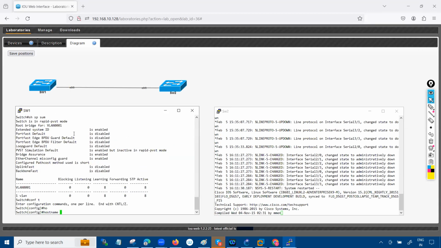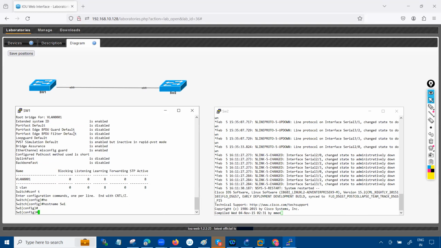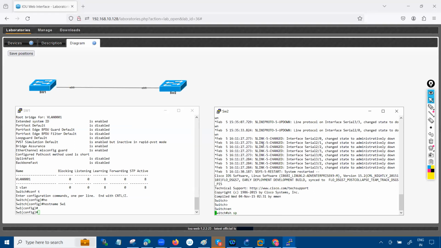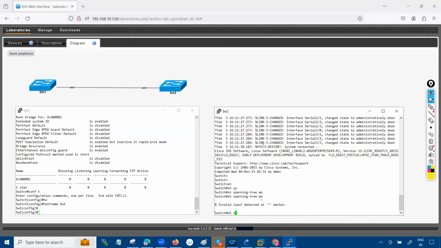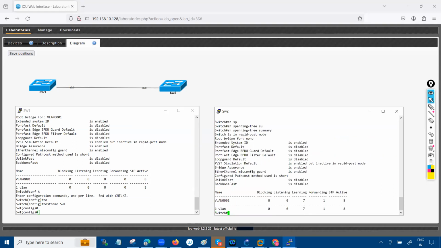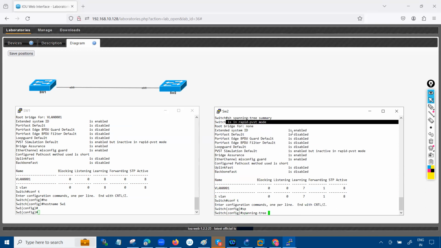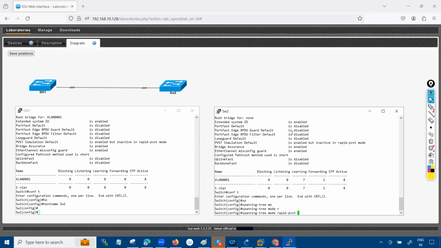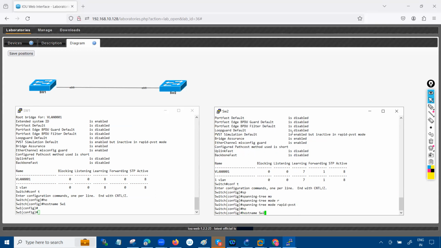So what I can do first of all is on switch 1, and the same thing on switch 2. Let me check which protocol is enabled. So spanning-tree summary, and it's there with the RPVST mode. If you want to enable it, how can you enable it? You just need to put the command spanning-tree mode rapid-pvst. This is how you can change the mode, right? The host name will be switch 2.